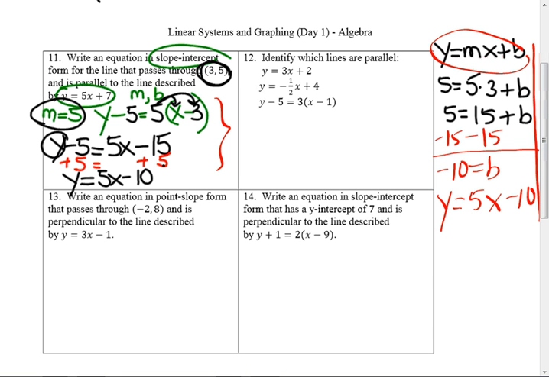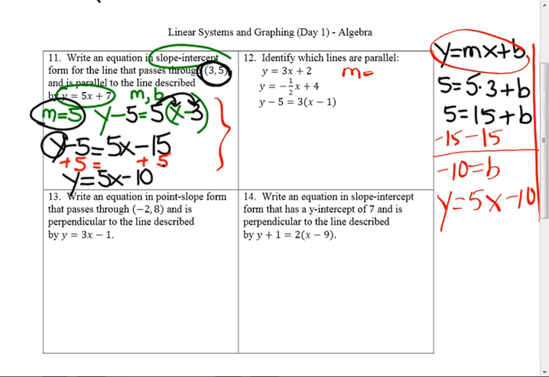Oh, finally an easier problem. Number 12. Which lines are parallel? Do you know? The first one. Why? What's the slope here? How do you know if they're parallel? You look at the slopes. What's this slope? Nope. Slope is just a number.